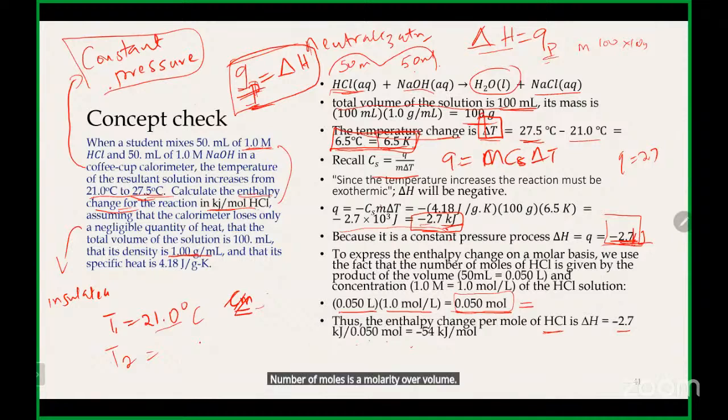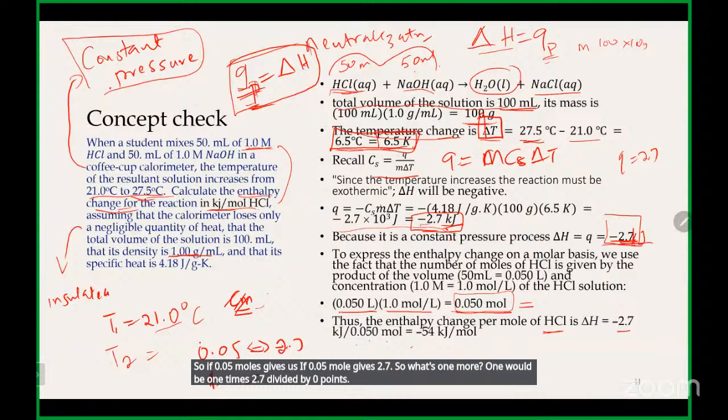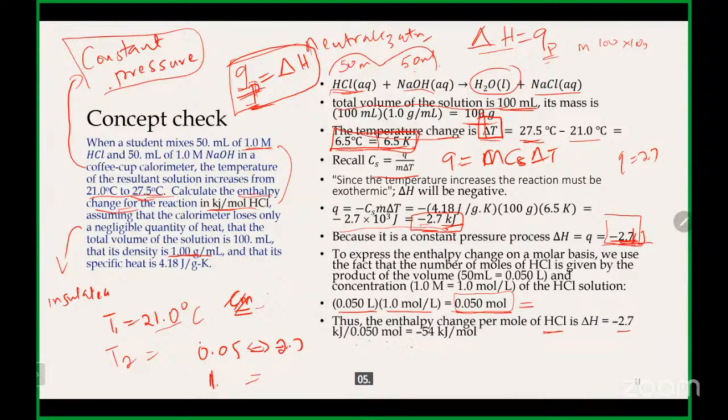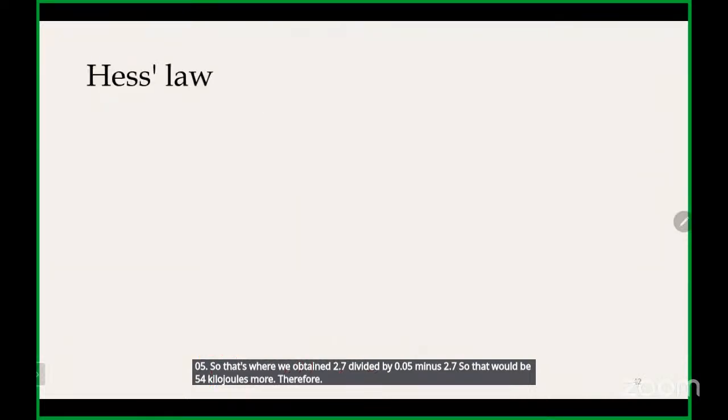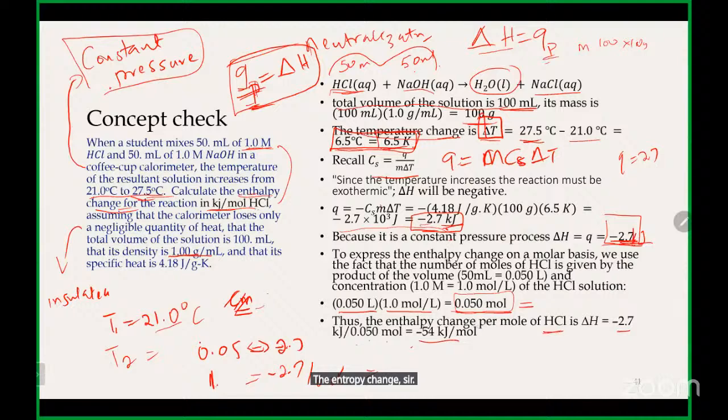So if 0.05 moles gives us 2.7, what's 1 mole? 1 mole will be 1 times 2.7 divided by 0.05 moles. So that's where we obtained 2.7 divided by 0.05, with the minus sign. So that would be 54 kilojoules per mole. Therefore, the enthalpy change per mole of HCl is minus 54 kilojoules per mole.